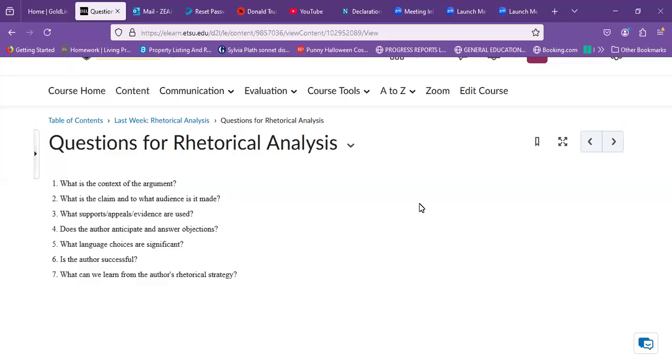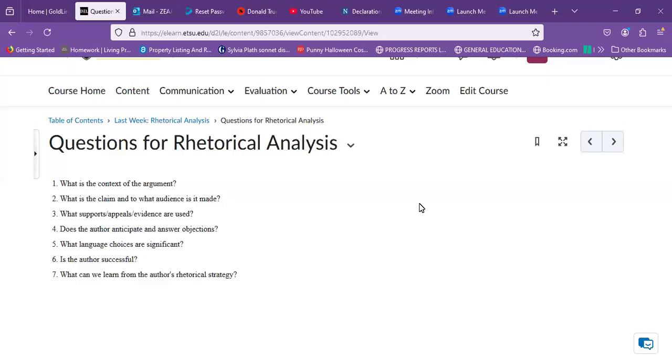Right? What is the claim and to what audience is it made? So, what is the person arguing for? In the case of Sojourner Truth, she's arguing for rights for women, including education. If it's Martin Luther King Jr. and Letter from Birmingham Jail, he's arguing for civil rights for African Americans. And that gaining civil rights is something that needs to happen right away, not something that can happen gradually over a long period of time. Right? And to what audience is it made?